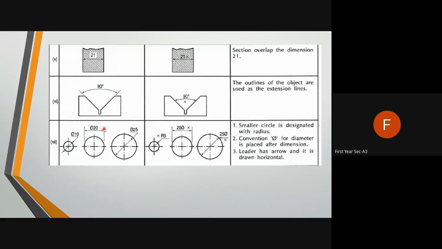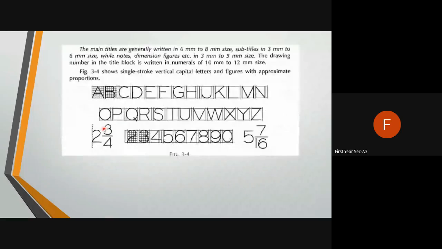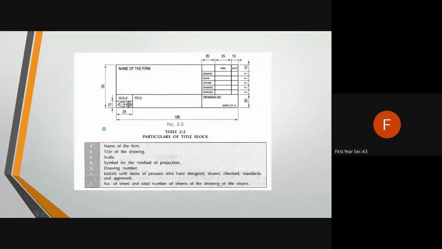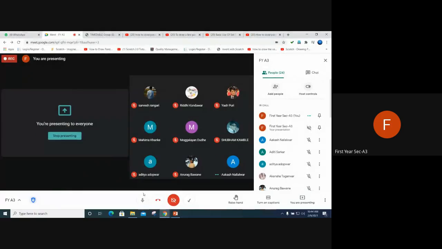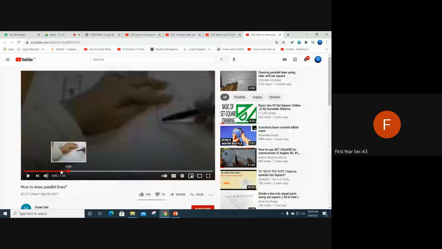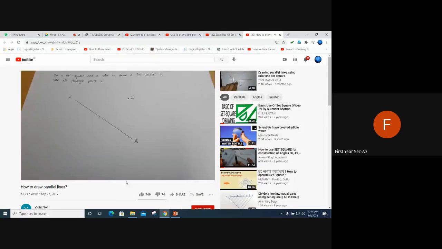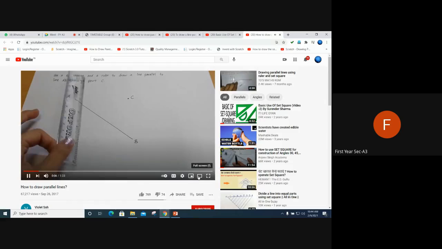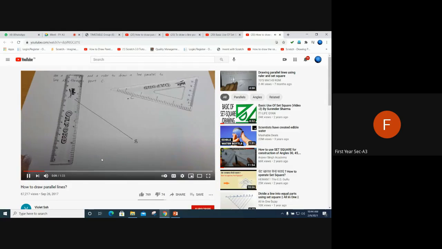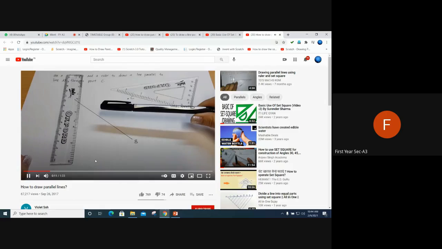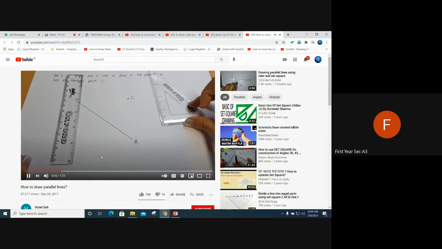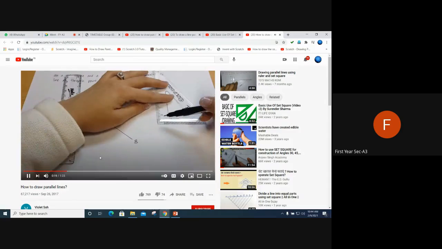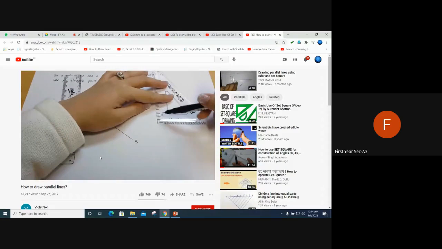So this was for today's class, a small lecture. I will show one video regarding how to use a set square. Okay, we will need a ruler, a set square, a pen or a pencil, and possibly an eraser. To begin, let's identify the right angle on the set square that is over here.